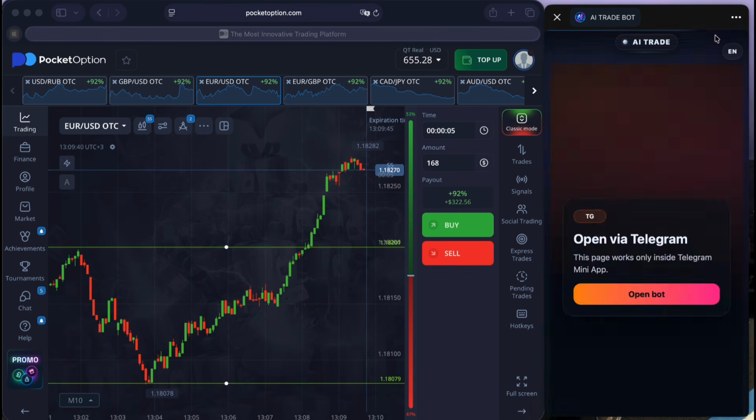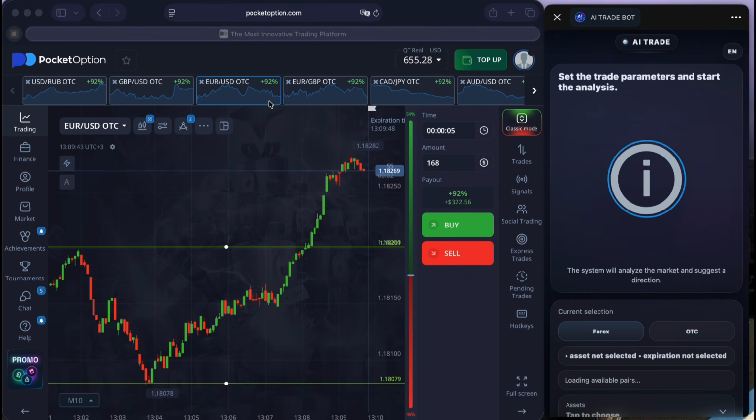I restart these tools, move on to my selected currency pairs, and switch to the Euro-British pound.